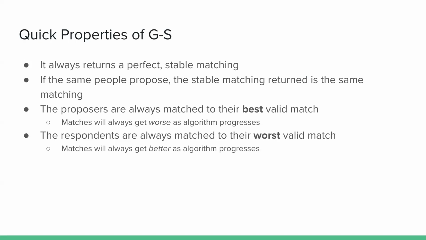Like, it's always possible that initially, or I guess their matches are getting better as the algorithm progresses, but they're still only going to get matched to... I don't know how to describe it the other way around. They're only going to get matched to their worst match that won't cause an instability. So there's no case in which they're going to get the best valid match, maybe the highest on their preference list, because this is a proposer-optimal algorithm, if that makes sense.